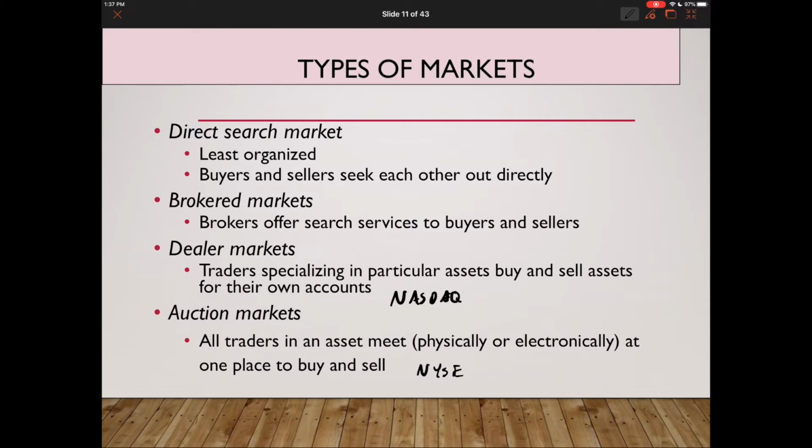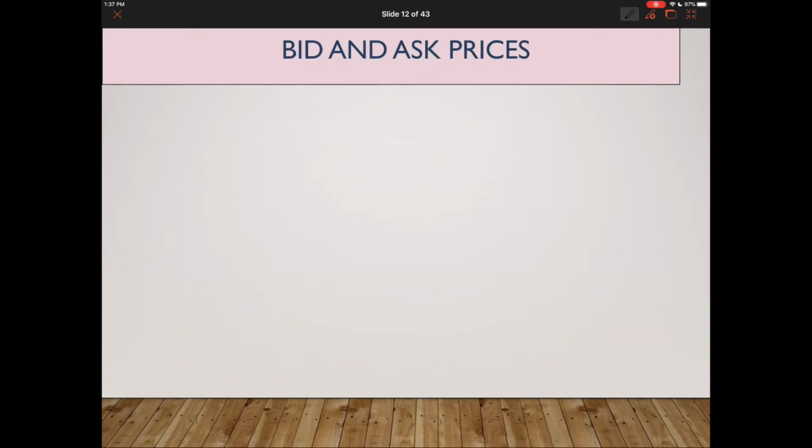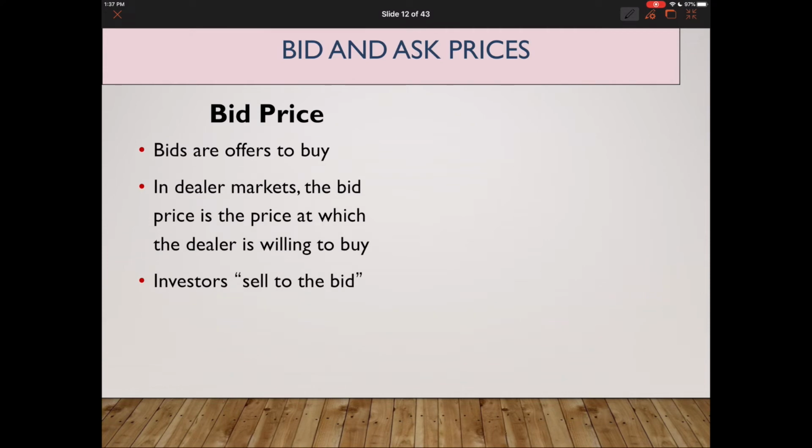Before we get into some different types of orders on these different markets, just a quick refresher on market orders. We've talked about this in previous chapters, but first would be your bid price. Remember, bids are your offers to buy. In dealer markets, the bid price is the price at which the dealer is willing to buy. Investors sell to the bid, so that's the price that they would receive.